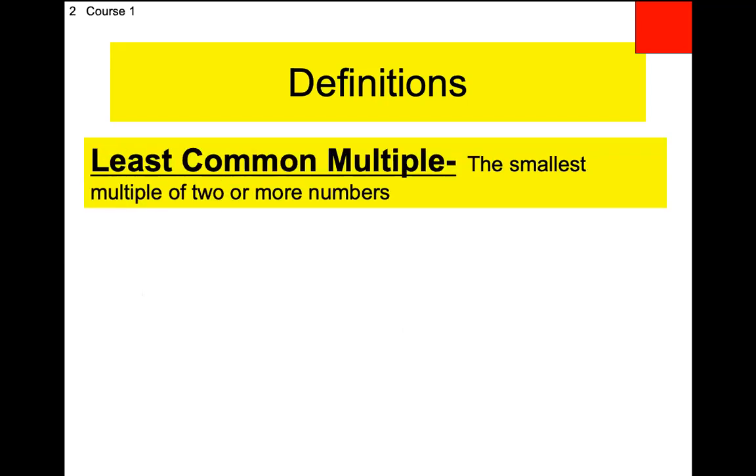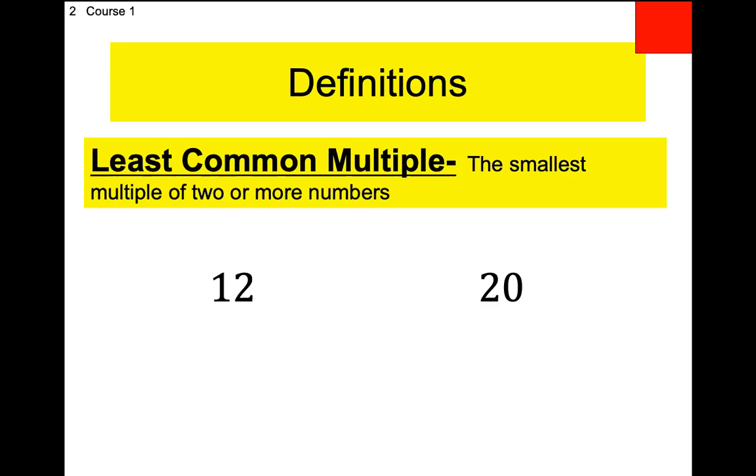Today we'll be finding, box 2, the least common multiple, the smallest multiple of two or more given numbers. I'll give you 2 numbers. You're going to tell me the smallest number that is a common multiple of both of them.